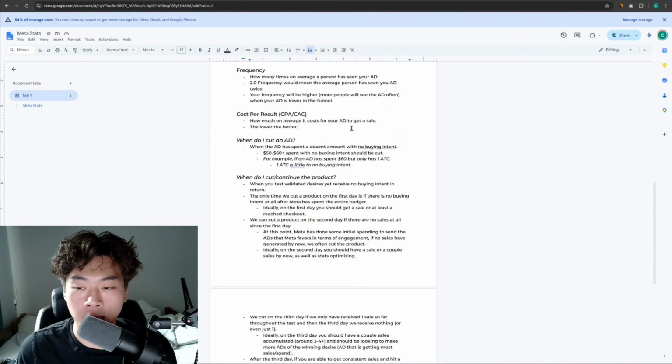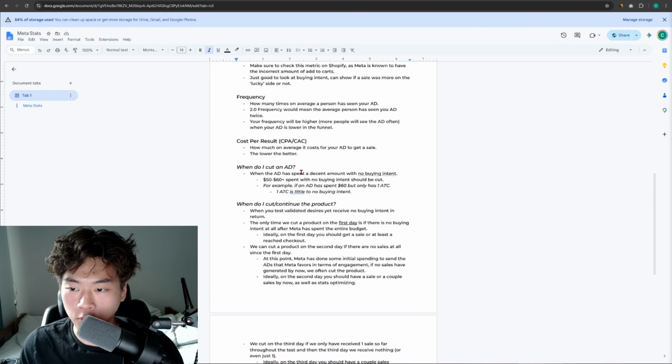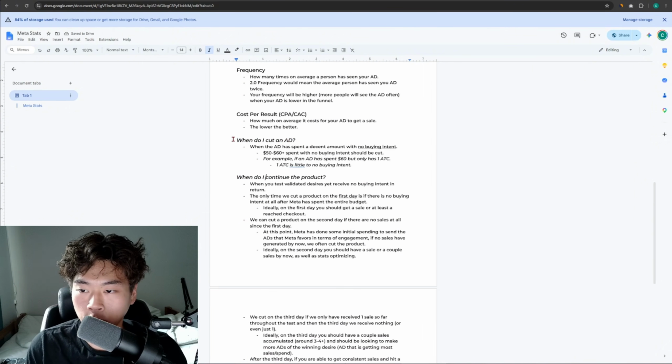Obviously, you're going to assess the other things like your ROAS and how it's performing for your customer avatar, but this is a pretty basic way to see how well an ad is doing in terms of converting. Now, understanding these stats will show you when you should cut an ad and when you should actually continue the product. So when do you cut an ad?